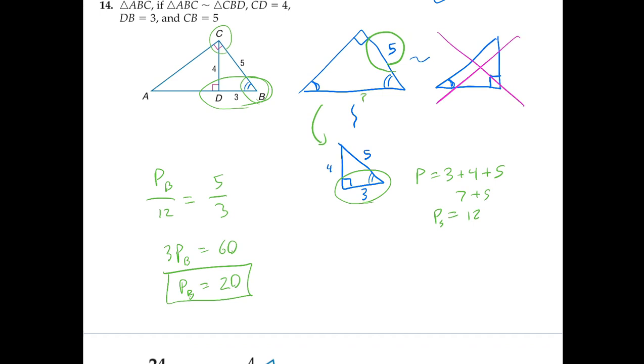Or what we could have done is said, well, if we got from 3 to 5 there, then what would this side be? And what would this side be? And we could actually solve for those side lengths and then add up the actual values, right? This was just a shortcut saying, well, we know the scale factor is 3 to 5, and so we could scale factor up the perimeter.